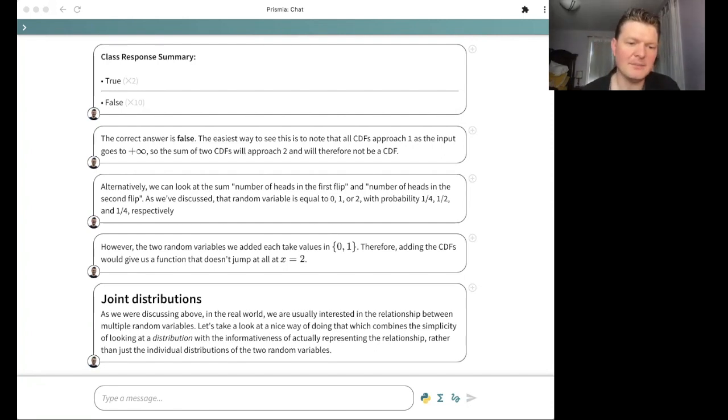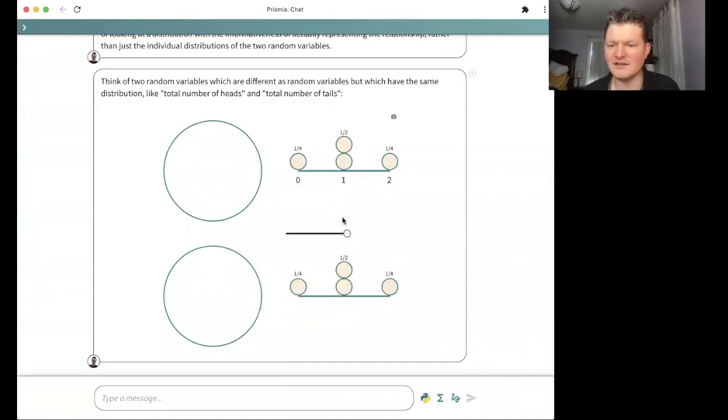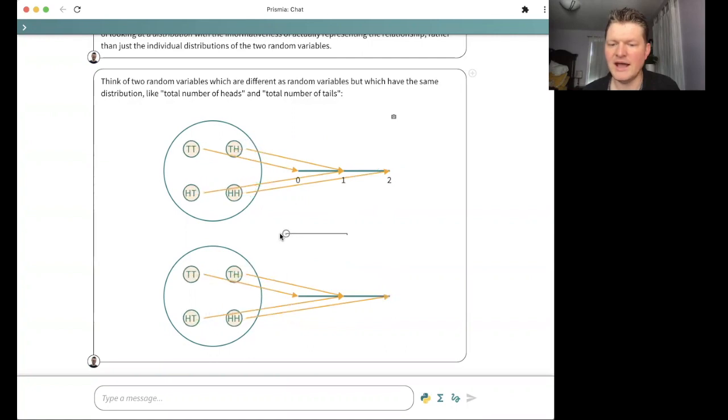But at the same time, that picture needs to convey more information than just the individual distributions of the two random variables. We talked about this last time, but now here's a mathlet for it. Let's think about total number of heads and total number of tails, those two random variables. As we discussed last time, they're going to have exactly the same distribution. There's going to be a quarter unit here, half unit here, quarter unit here. That's the same for both of them. But as random variables, they're different because those probability masses come from different parts of the probability space.